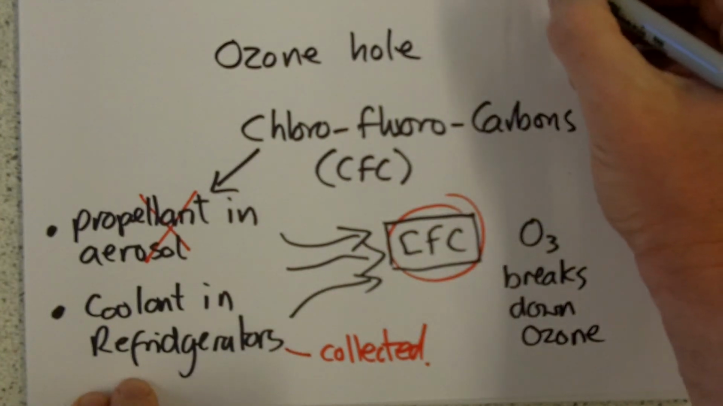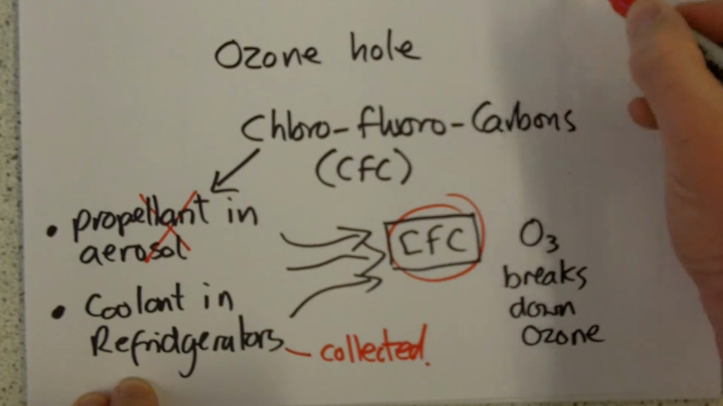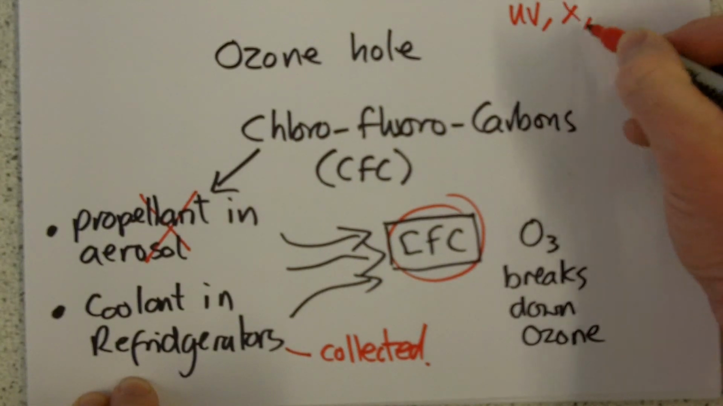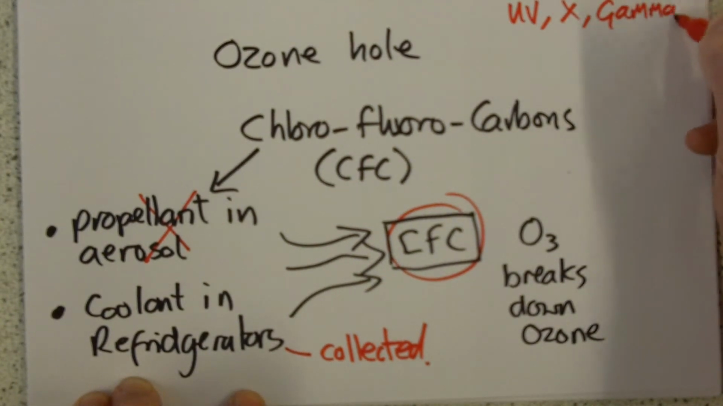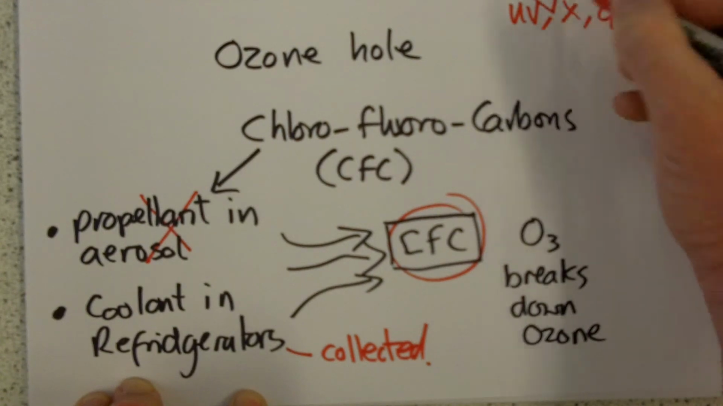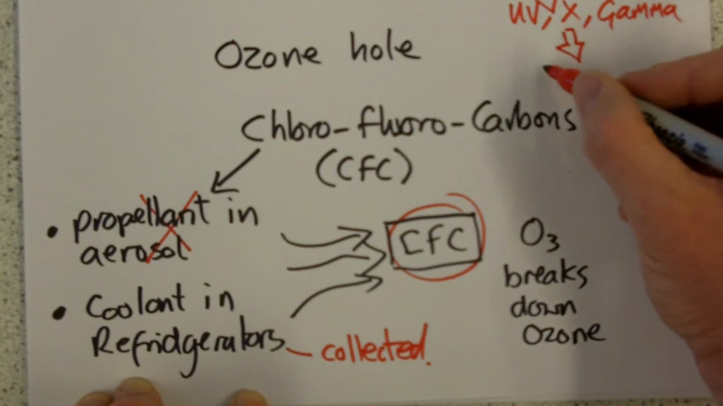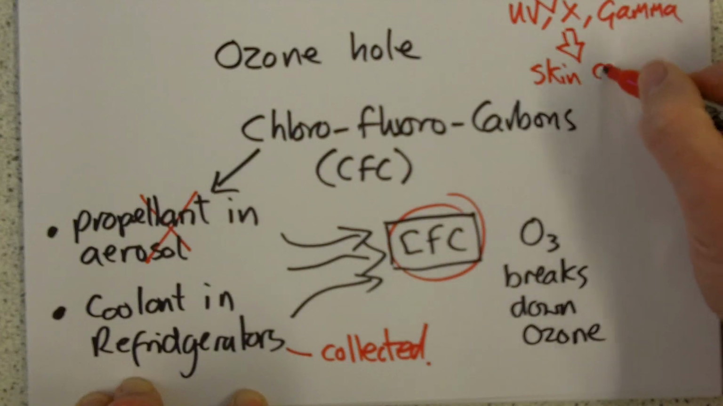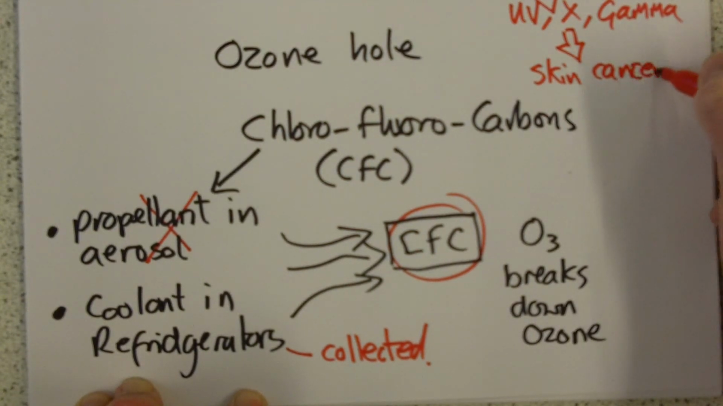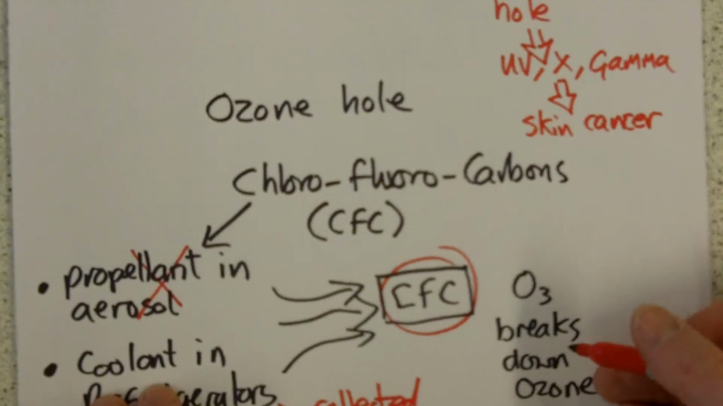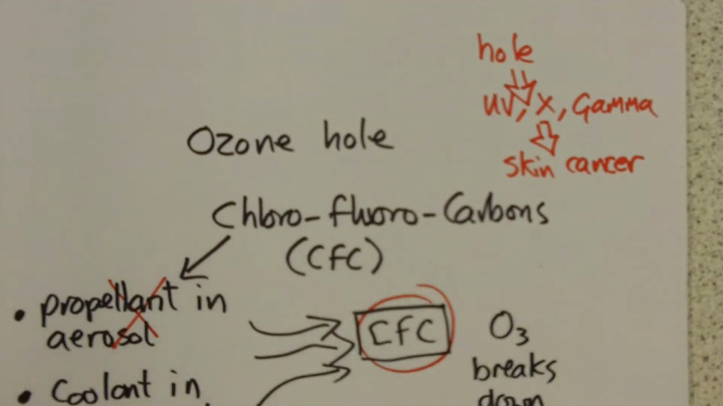And obviously the consequence of a hole in the ozone layer is that we're going to get much more UV, X-ray and gamma coming through that hole, which is going to lead to greater incidence of skin cancers. Now obviously Antarctica is not a very populated area, and therefore there hasn't been a huge number of extra cases of skin cancer. But if the hole was over a more populous area, then obviously that could have a devastating effect in terms of the number of deaths from skin cancer.